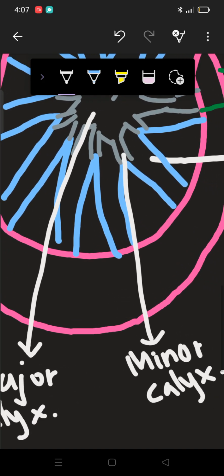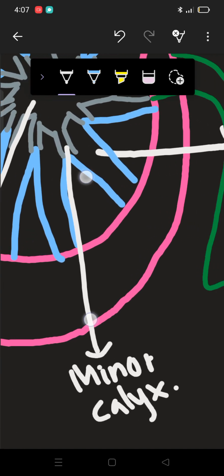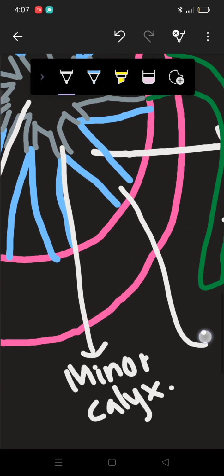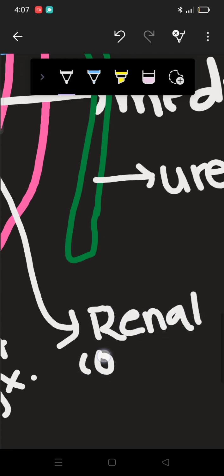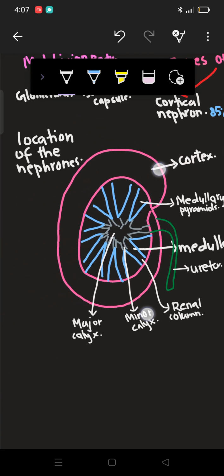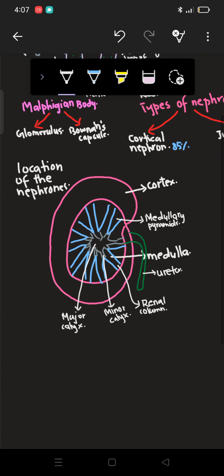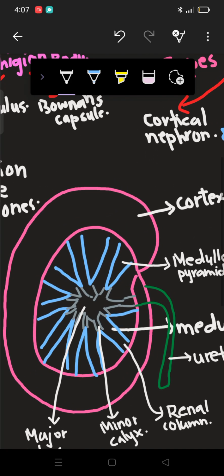And the part of the cortex which was entering the medulla was known as the renal column, or column of Bertini. So here I am writing renal column, or it is also known as column of Bertini. Now we are talking about the location of the nephrons, like where cortical nephrons are present and where juxtamedullary nephrons are present.